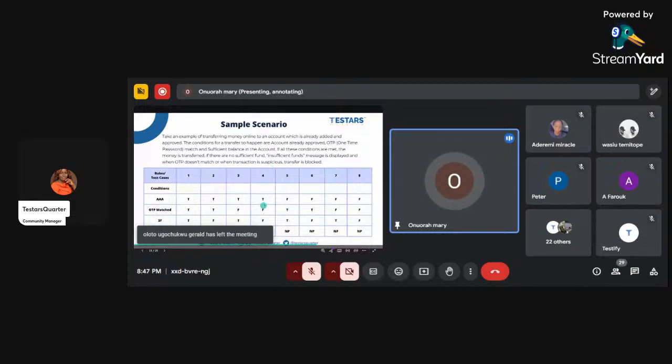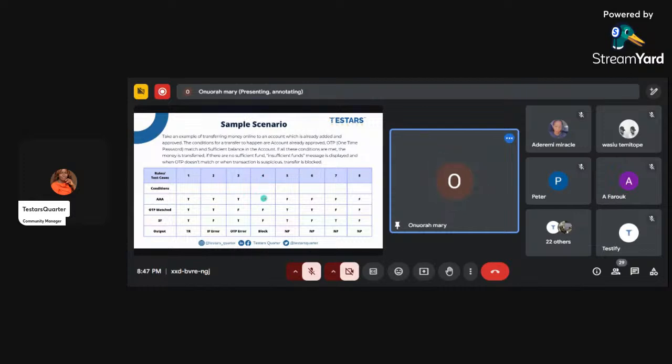Then the fourth one is Faith. Faith has an account and it's approved, right? But her OTP doesn't match what she provided, and she also doesn't have sufficient fund. So we were told to block an account that returns suspicious. This could be suspicious: you don't have fund, you want to transfer, what do you want to transfer? So we're expecting the account to be blocked. That's the fourth test case.